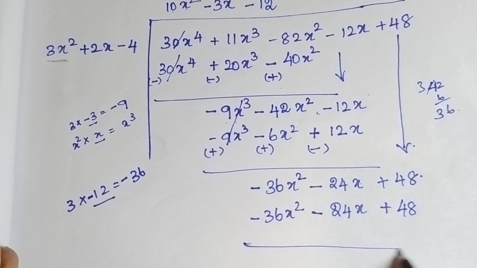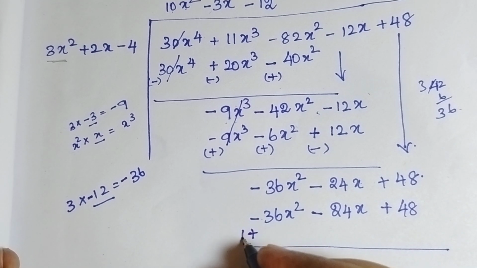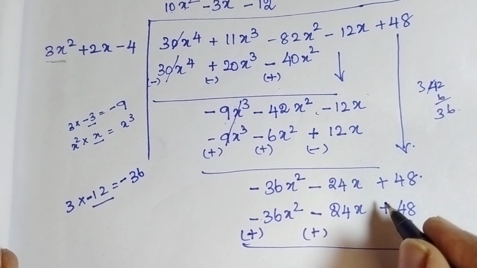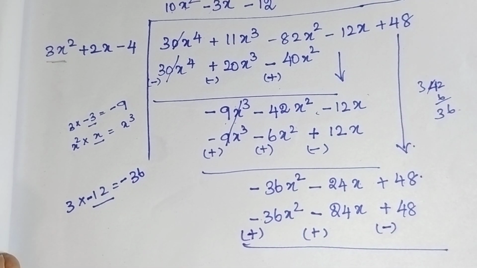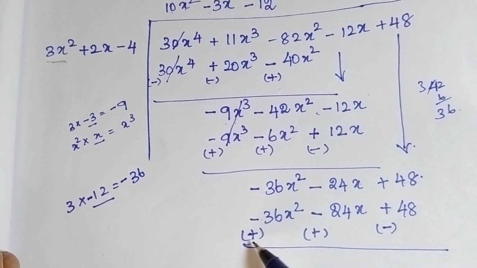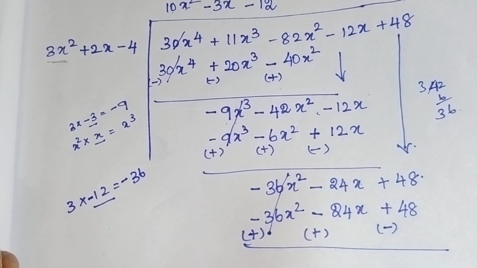So the next step is what? I am going to change the sign of each term. So here plus, here minus. So I am going to write it as plus. Here minus, I am going to write it as plus. Here plus, I am going to write it as minus. Okay. Here see 36x square minus 36x square. Here plus 36x square. Both get cancelled. Okay. The sign is changed. The terms are the same. So equal to 0.